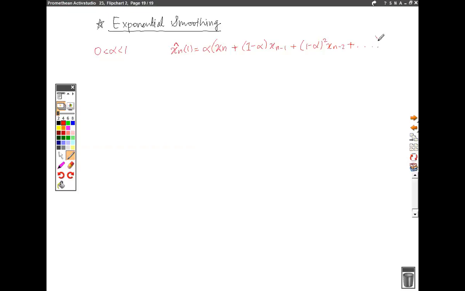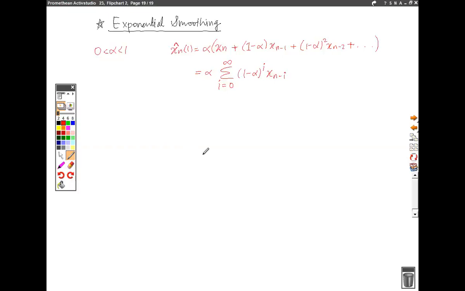So the bracket should also be completed, and that is how you do exponential smoothing. If I were to write this in a condensed form, I can write it as alpha, and then I will just sum it across (1 minus alpha) raised to i. When I raise to 0, I get xn, so this will just be xn minus i, and i goes from 0 till infinity.